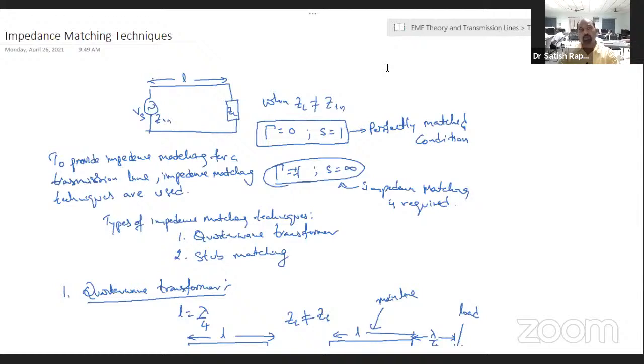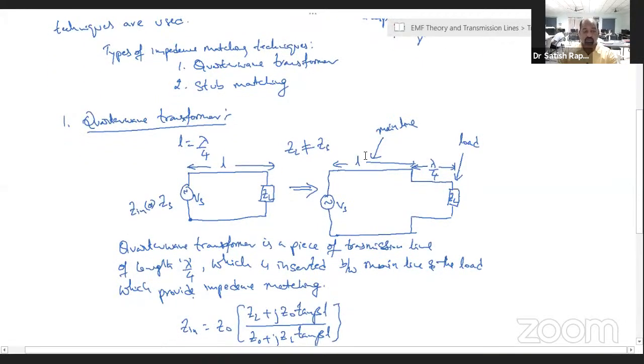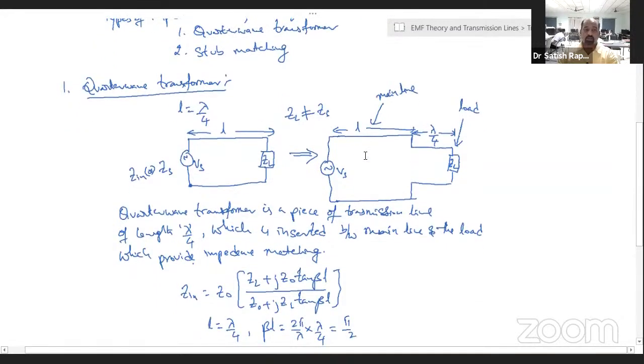To provide impedance matching for transmission lines, we have different impedance matching techniques. There are two methods: quarter wave transformer and stub matching. In the last class, I discussed the quarter wave transformer, right?